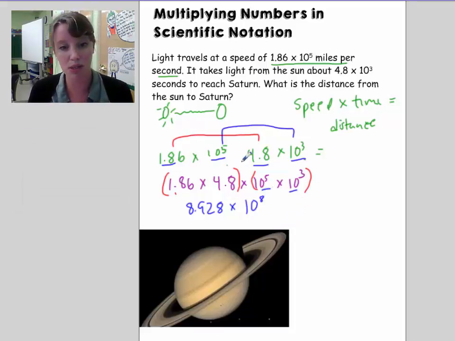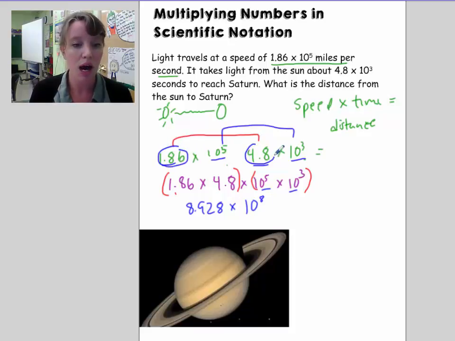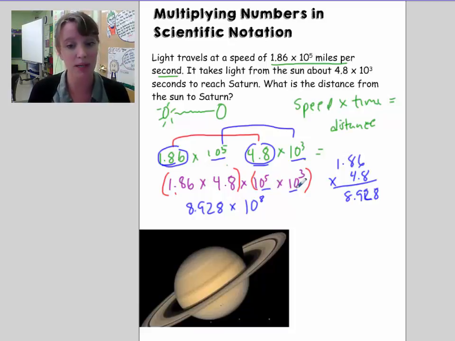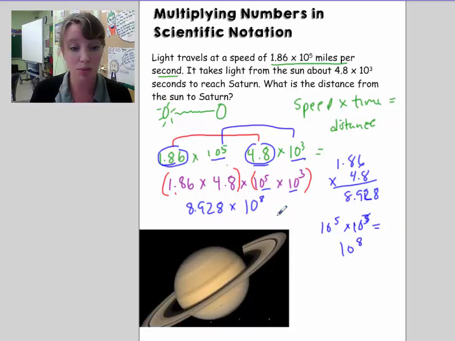So I took two numbers that were in scientific notation. I rearranged them so that the coefficients were next to each other. I multiplied the coefficients just like regular numbers. I took 1.86 and I multiplied that by 4.8, and I got 8.928. And I took the powers of 10 and multiplied them, but we know that when we take the powers of 10, they have like bases, so I can just keep the base and add the exponents, and that's it. Fortunately, my number actually ends up in scientific notation. It's not always going to be like that, but for us, it was pretty good.